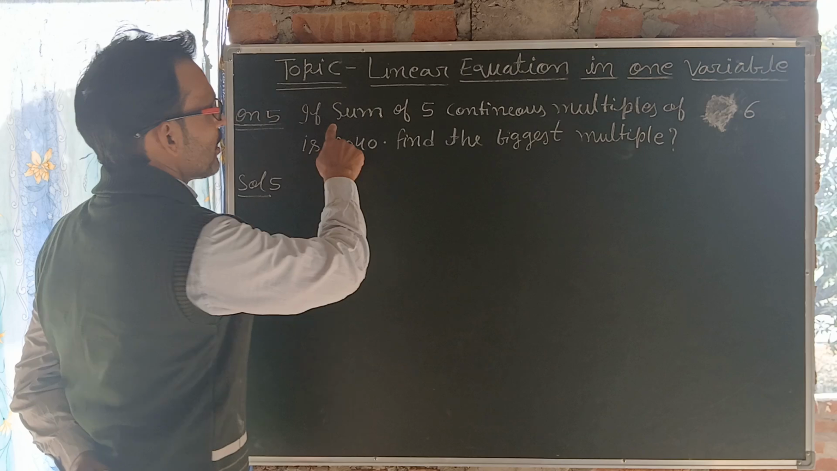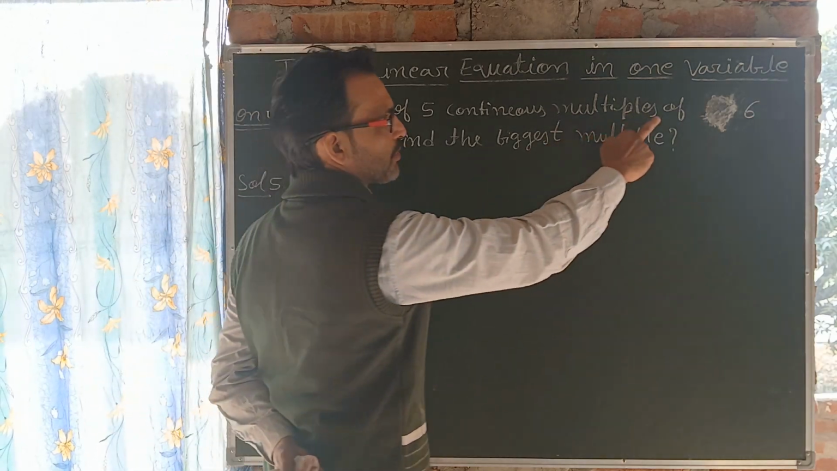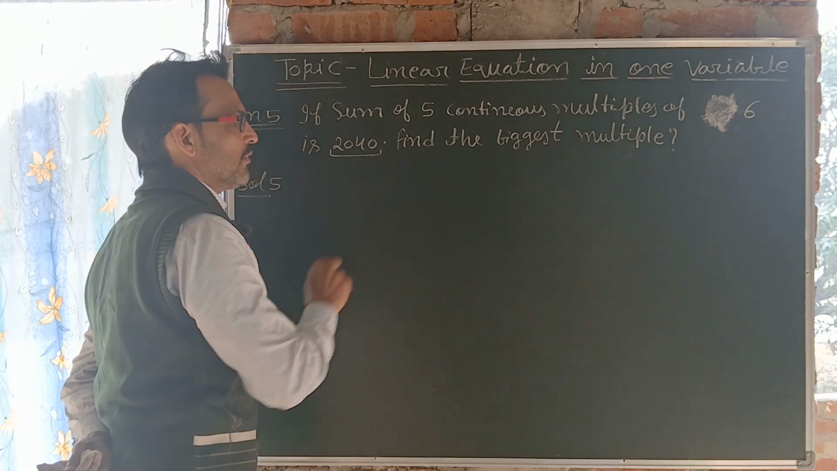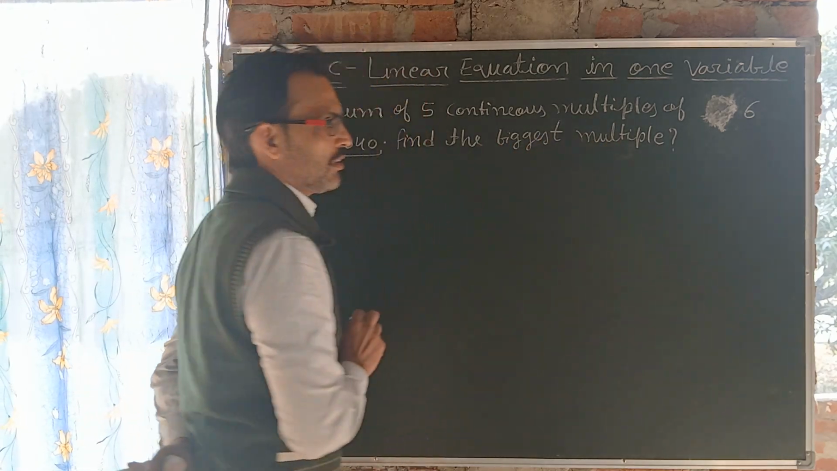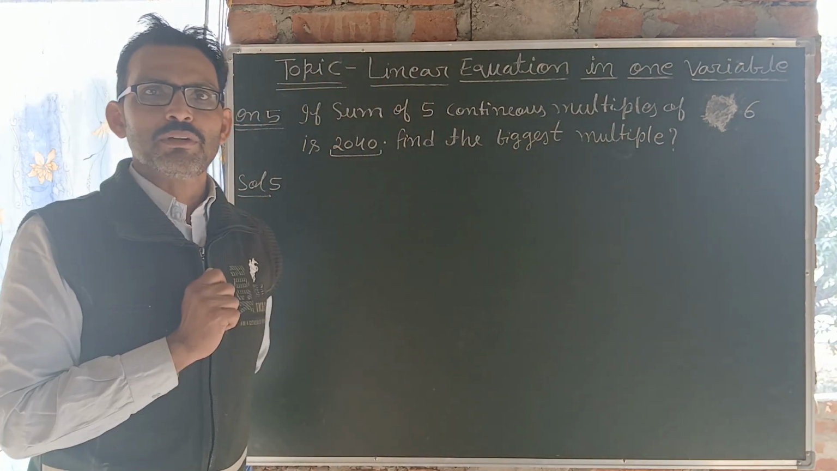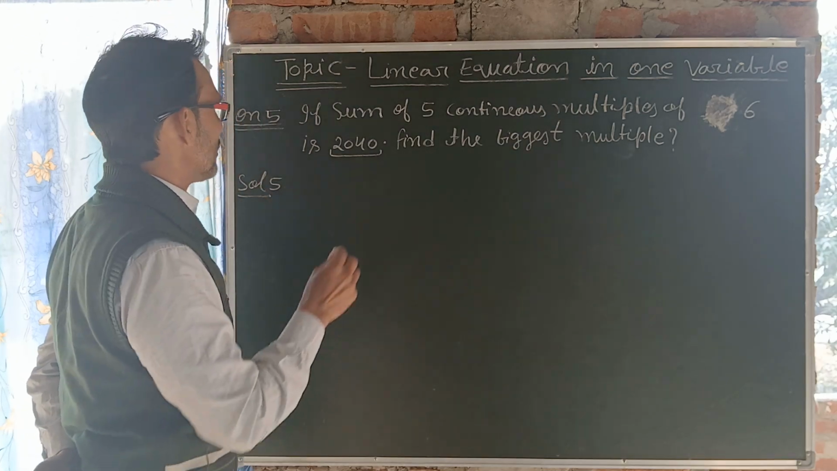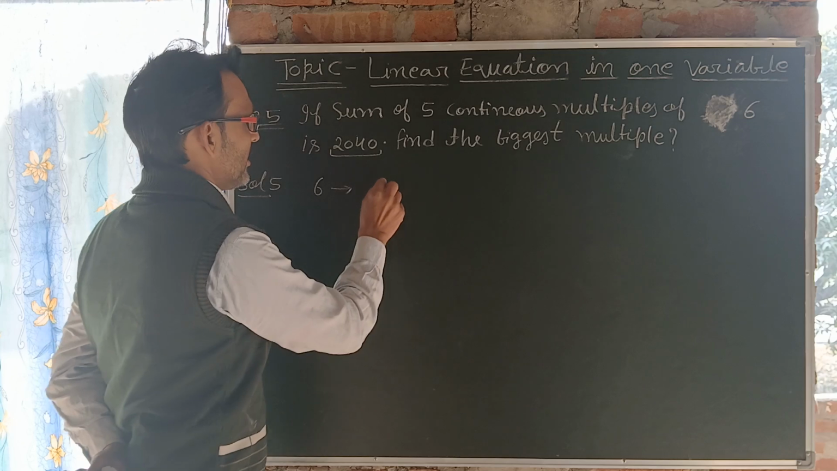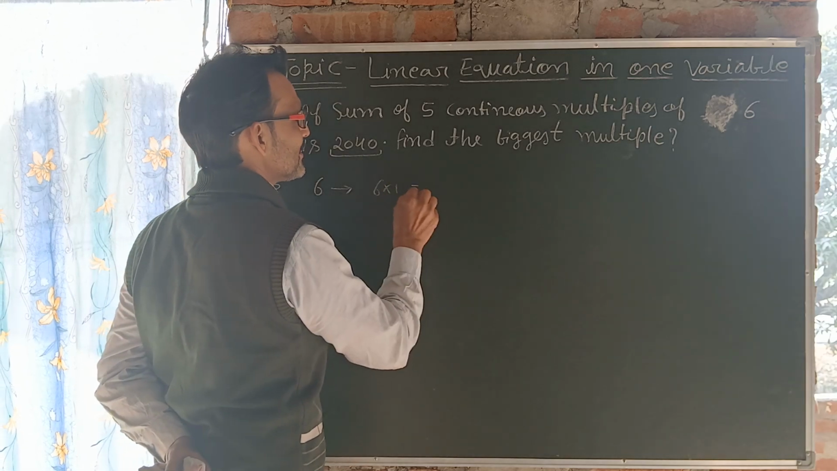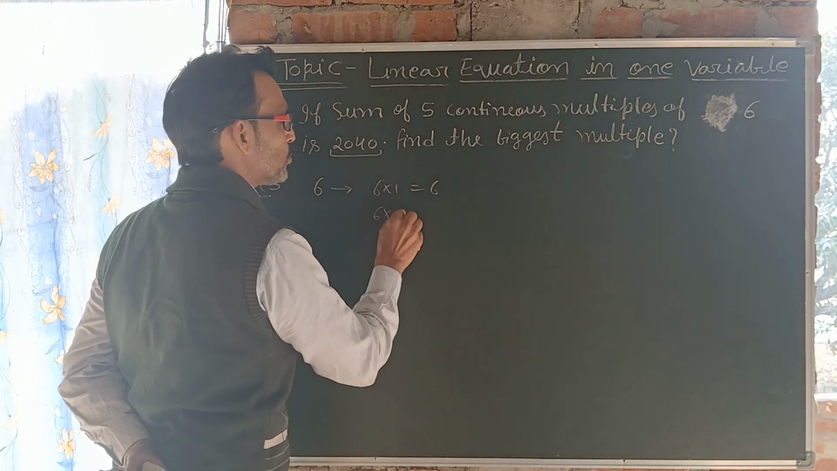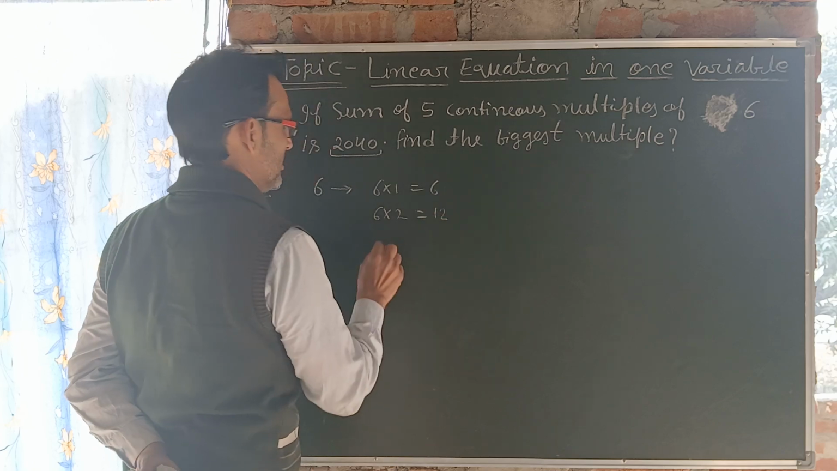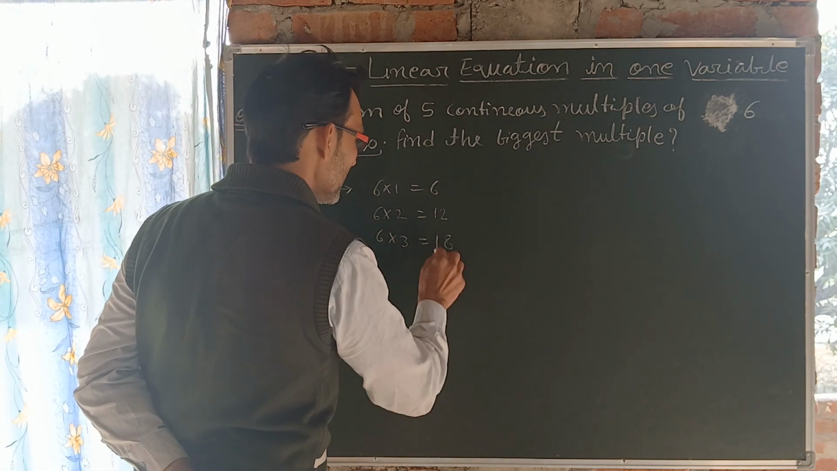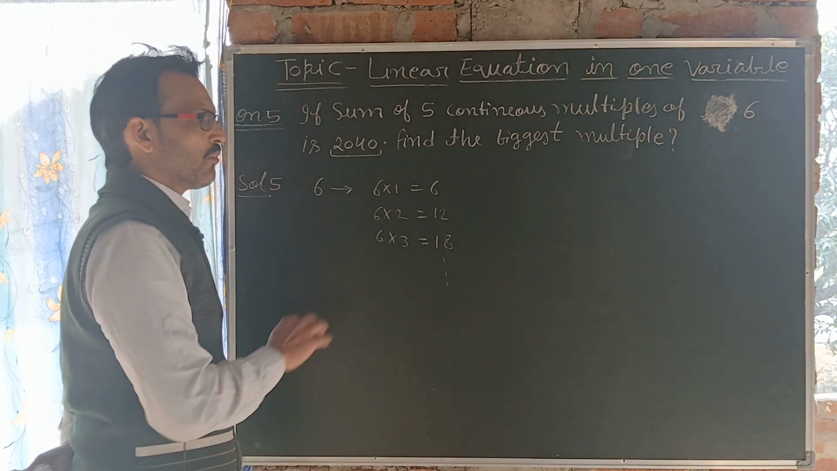So the question is, if the sum of 5 continuous multiples of 6 is 2040, find the biggest multiple. It means there are 5 continuous multiples. So let us see what the multiples are. You have to find 6 into 1, it means 6. 6 into 2 you will get 12. 6 into 3 you will get 18. Like this you will get up to 5.